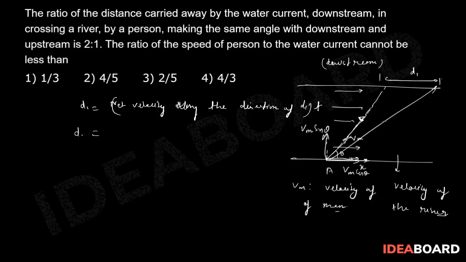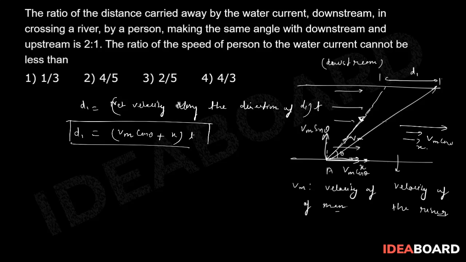So we find that d1 is equal to, the net velocity will be Vm cos theta plus x. Clearly along d1, if you see, this is the direction. So along this direction we have velocity Vm cos theta and also we have x. So the net will be Vm cos theta plus x into t. So this has to be our equation number 1.